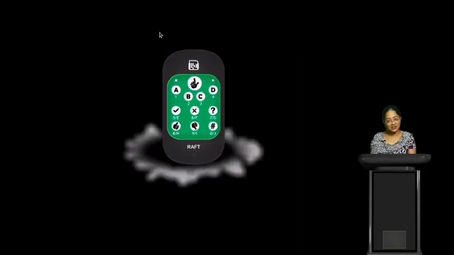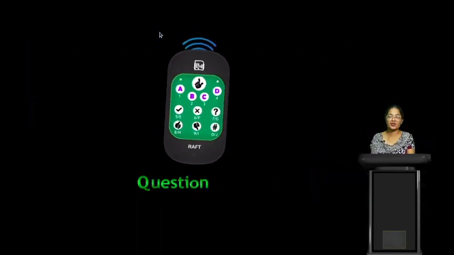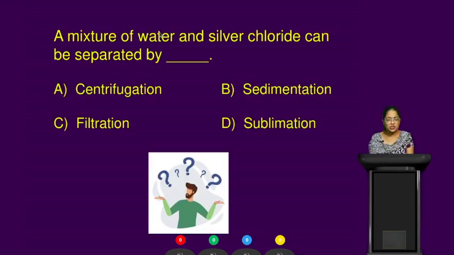Let's go for another question, shall we? A mixture of water and silver chloride can be separated by what? A. Centrifugation, B. Sedimentation, C. Filtration, D. Sublimation? So, you get 30 seconds of time like always.